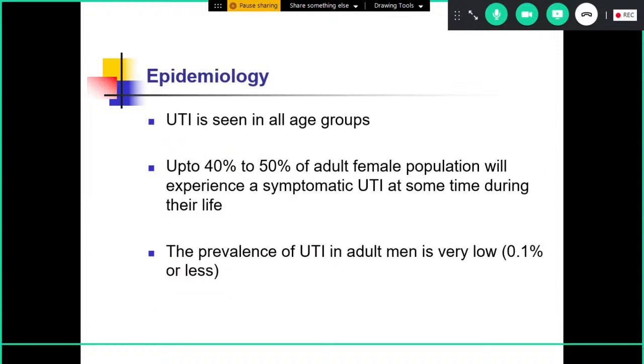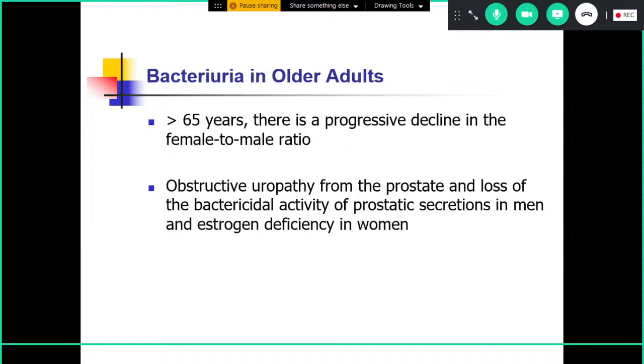Coming to the epidemiology of UTI, UTI is seen in all age groups, but remember that it is very common in the adult female population, whereas in adult men, the prevalence of UTI is low. When we look at older years, there's a decline in the female to male ratio. Obstructive uropathy of the prostate, BPH that we just talked about, and loss of bactericidal activity of prostatic secretions in men lead to increased susceptibility to UTI.